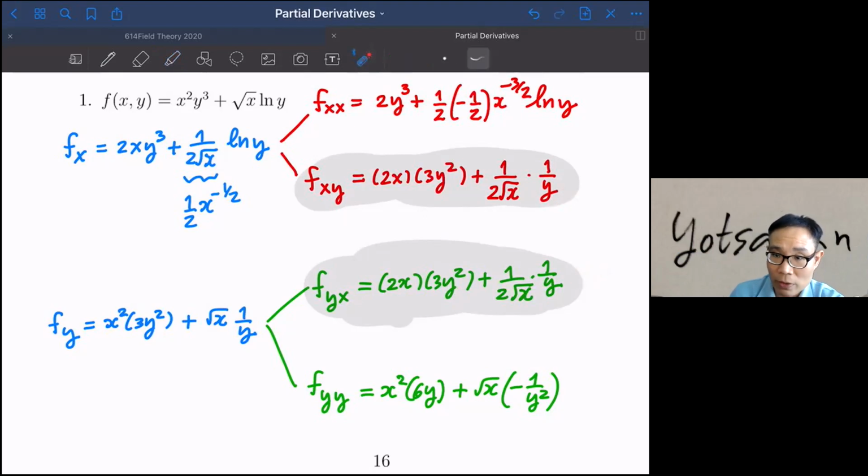For second order, the ones that turned out to be different are fxx and fyy. That you cannot control. However, these two guys, fxy and fyx, are the same. I'll ask you to find both of them basically because it's going to help you check your solution. If you get these two guys not equal, you might have done something wrong. So that is going to be my suggestion.